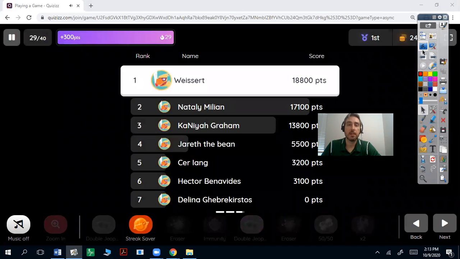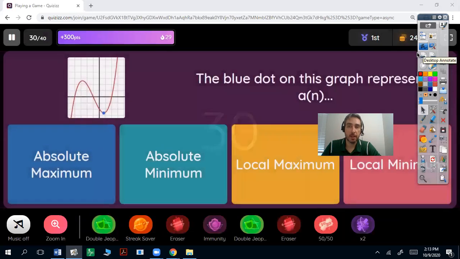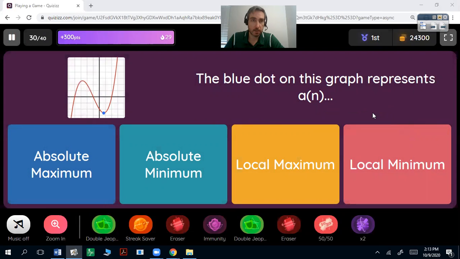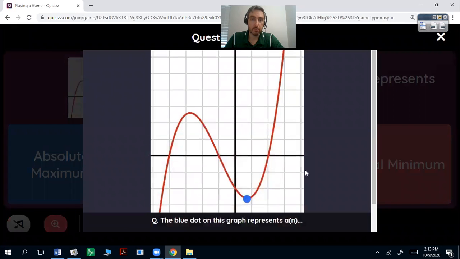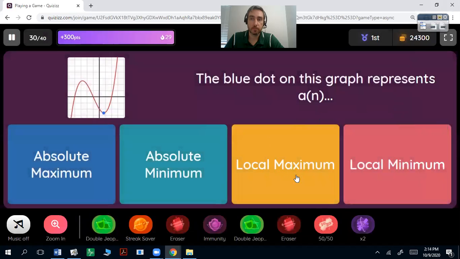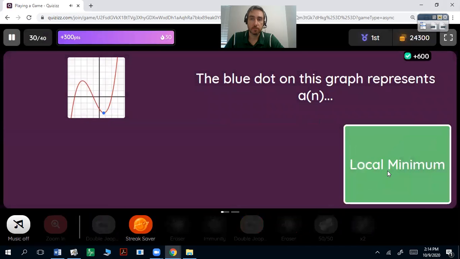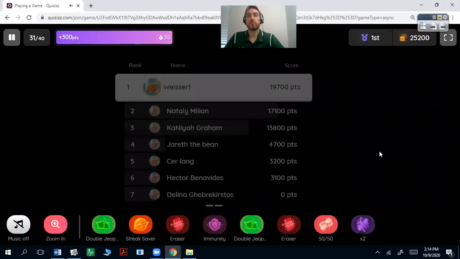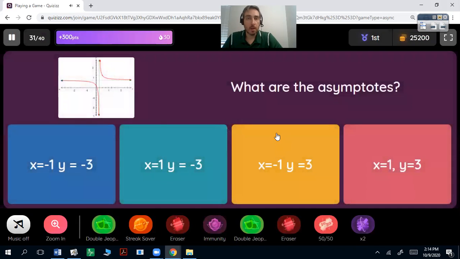All right. Question number 30. Last one on here. Last one on this video. The blue dot in the graph represents a local minimum. All right. That would wrap up number 21 through 30.